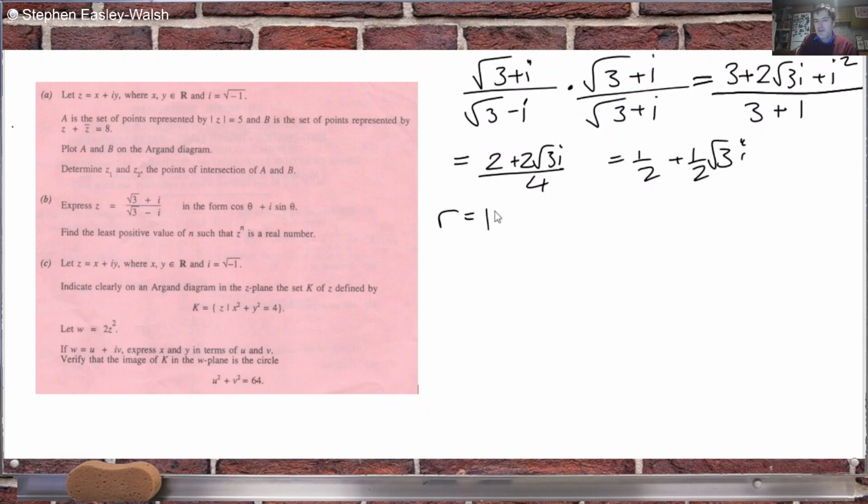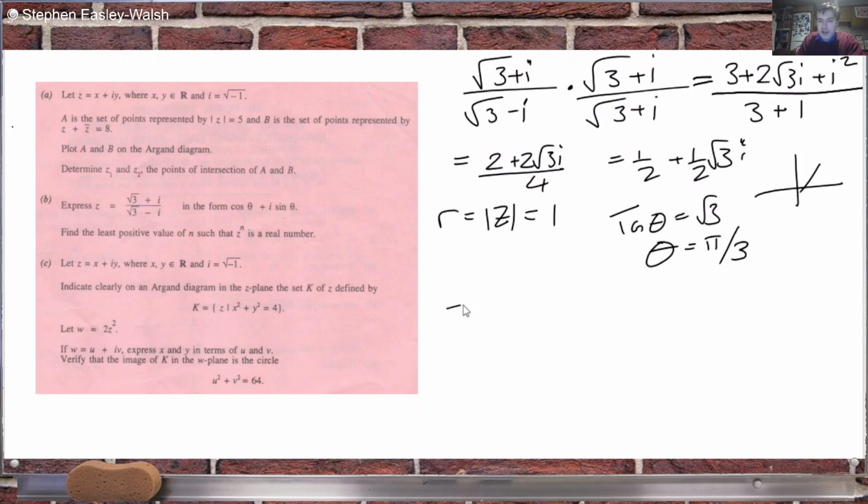The r is the modulus of that, which would be a quarter plus 3/4. So that's 1 then. And then this is in the first quadrant. So you have tan theta is this over this. The halves cancel, so you'll just have shift tan inverse root 3. So pi over 3. So the answer is just going to be cos pi over 3 plus i sine pi over 3.